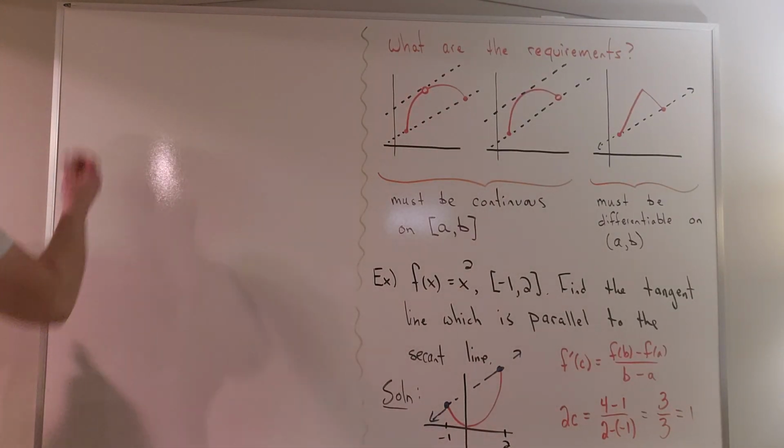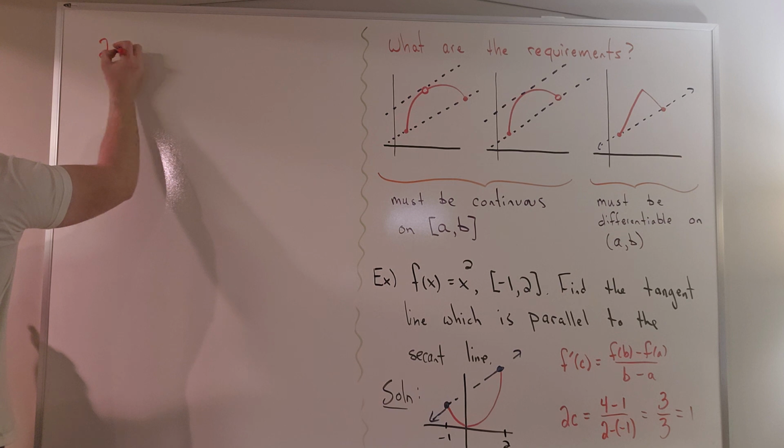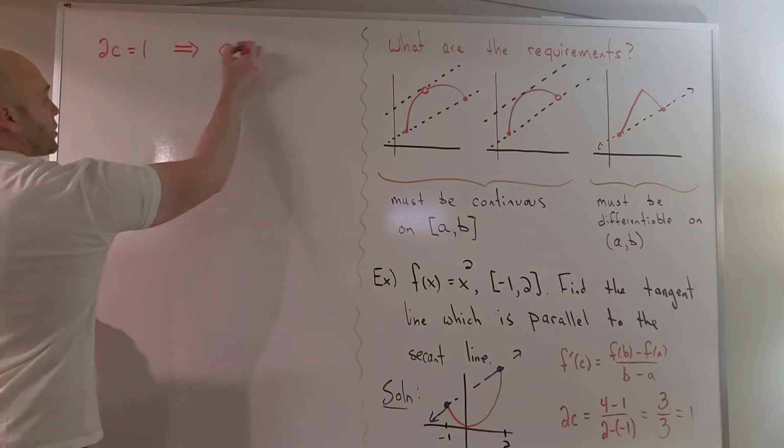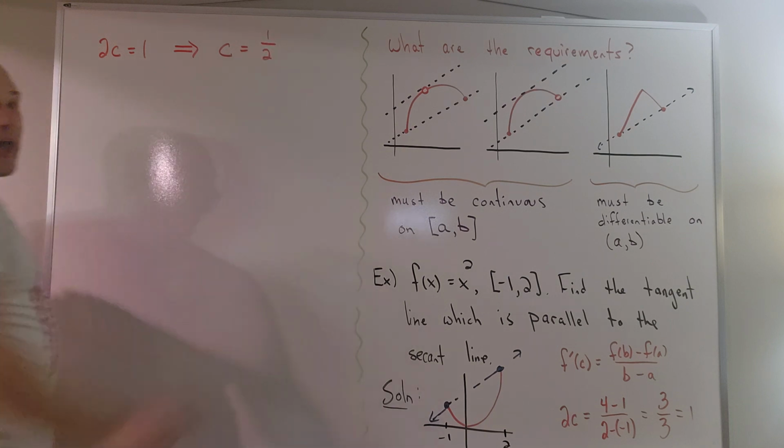Let's summarize what we found. I've got 2c is equal to 1, which of course means that c is a half.